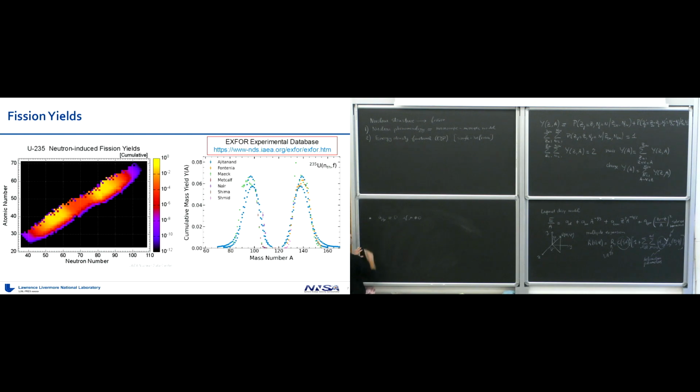So if we only take deformation parameters alpha lambda mu with mu equals 0, so we basically cut this summation here and only take mu equals 0, then the shape we get is axially symmetric. So this enforces axial symmetry.